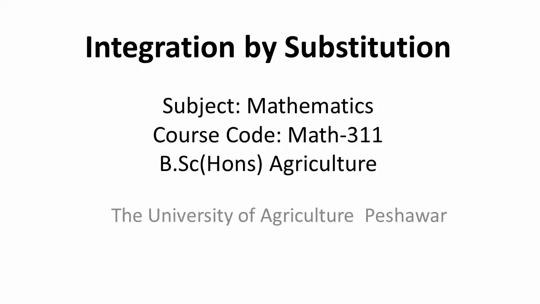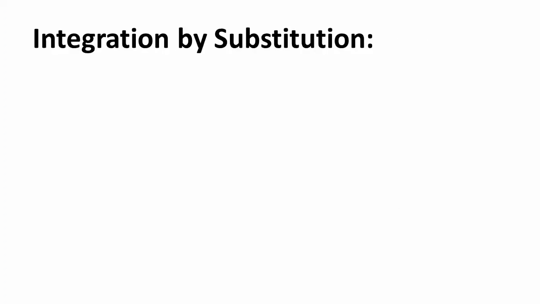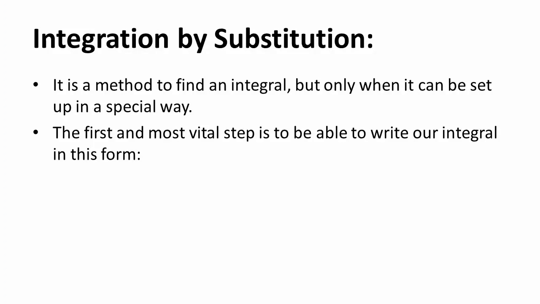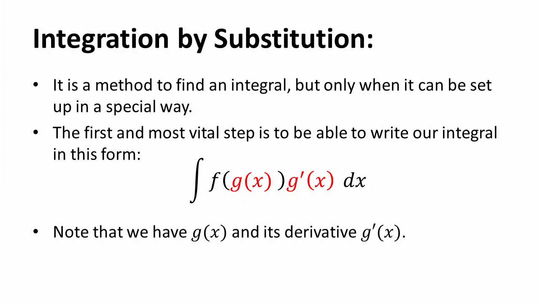Integration by substitution is a method to find an integral, but only when it can be set up in a special way. The first and most vital step is to be able to write our integral in this form: integration of f of g of x, g prime of x dx. Note that we have g of x and its derivative g prime of x.